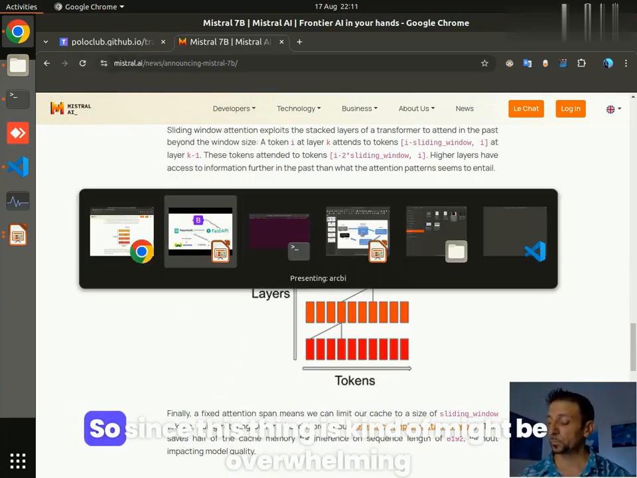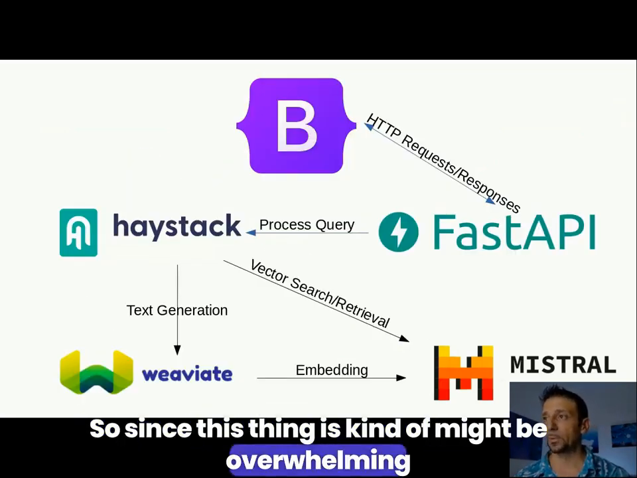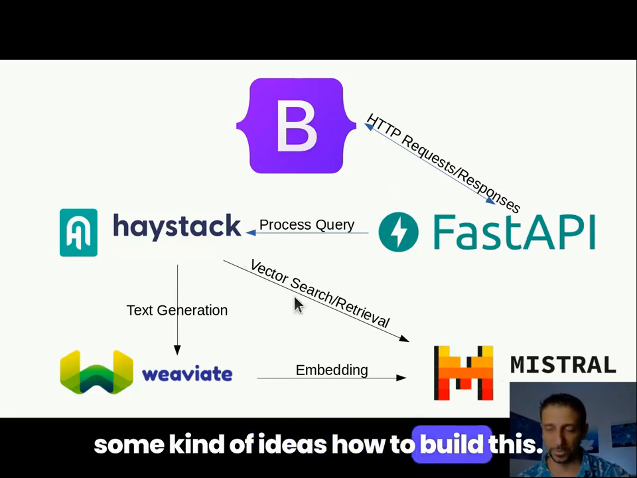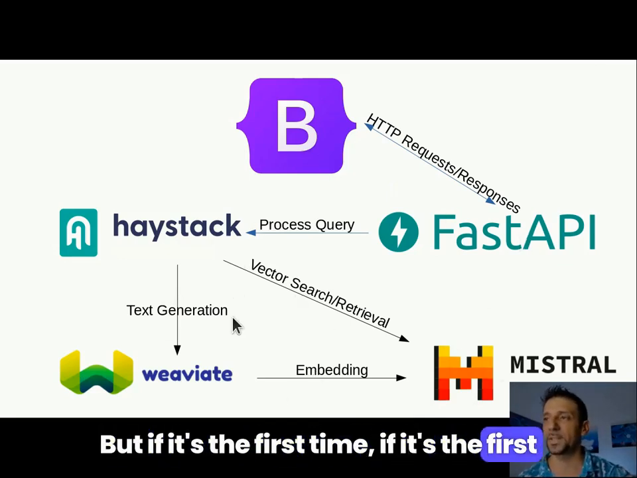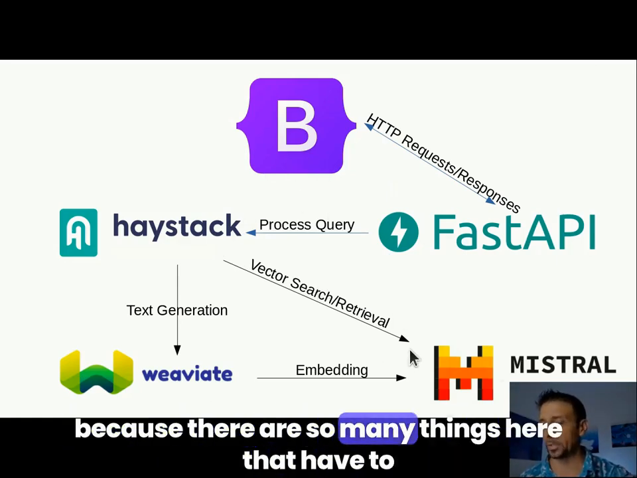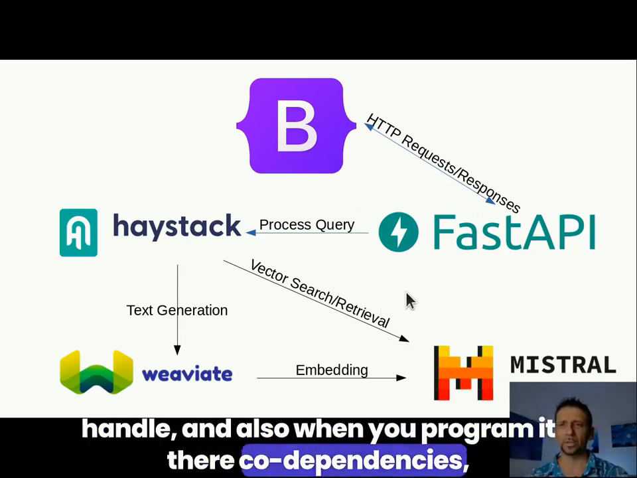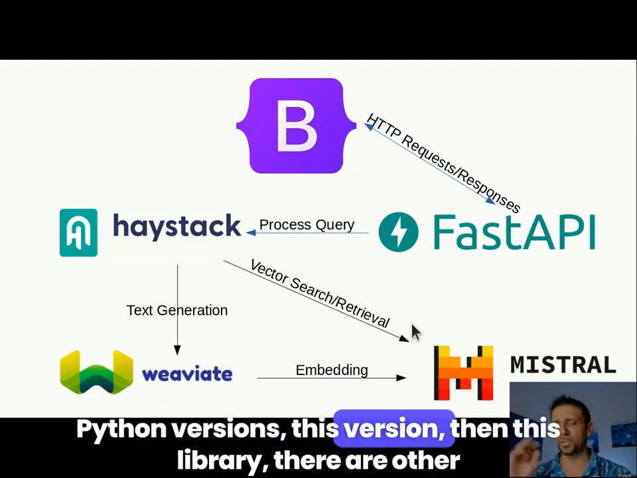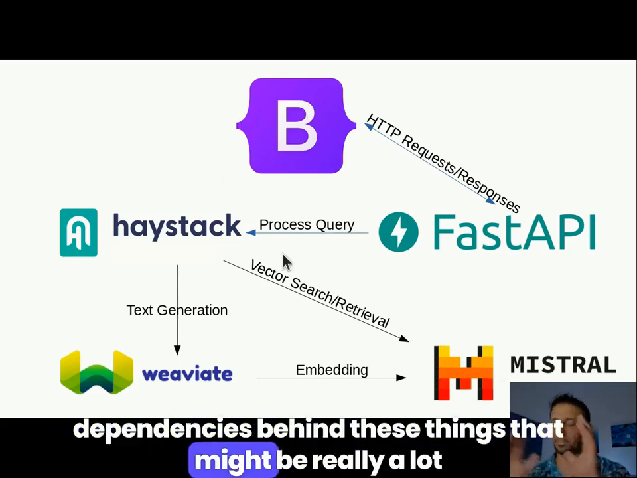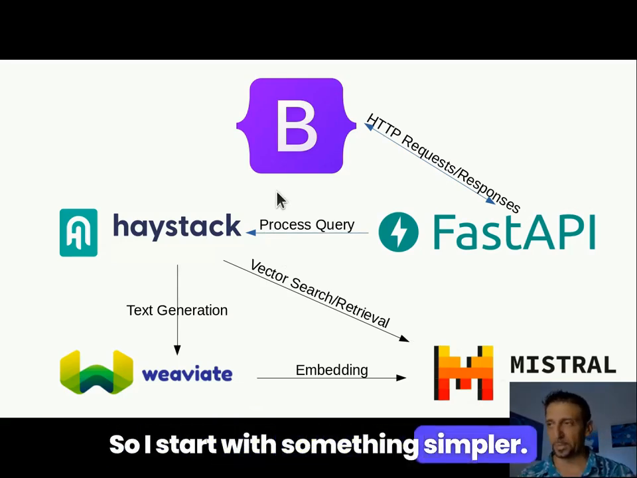Since this might be overwhelming, if you are a full stack developer, you probably have some idea how to build this, but if it's the first time you are seeing this stuff, it might be overwhelming because there are so many things you have to handle. Then when you program it, there are code dependencies, Python versions, this library, and other dependencies behind these things, which might be really a lot to do the first time. So I start with something simpler.